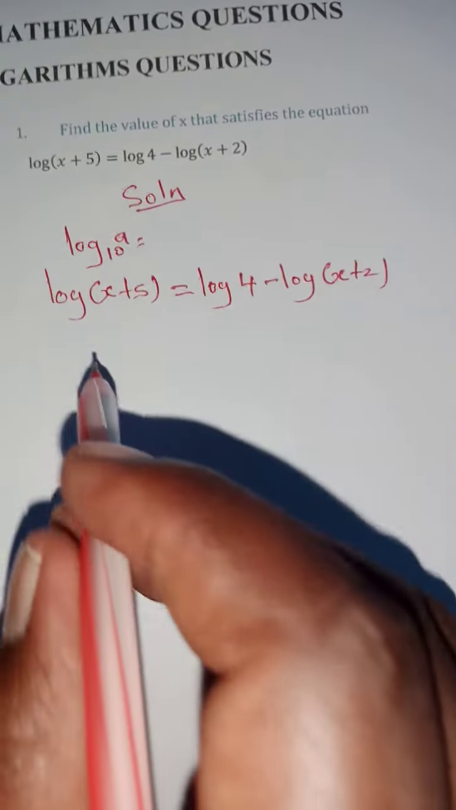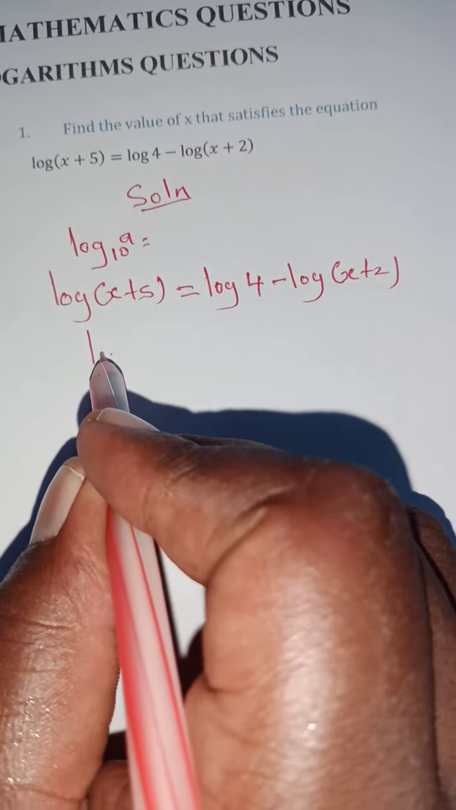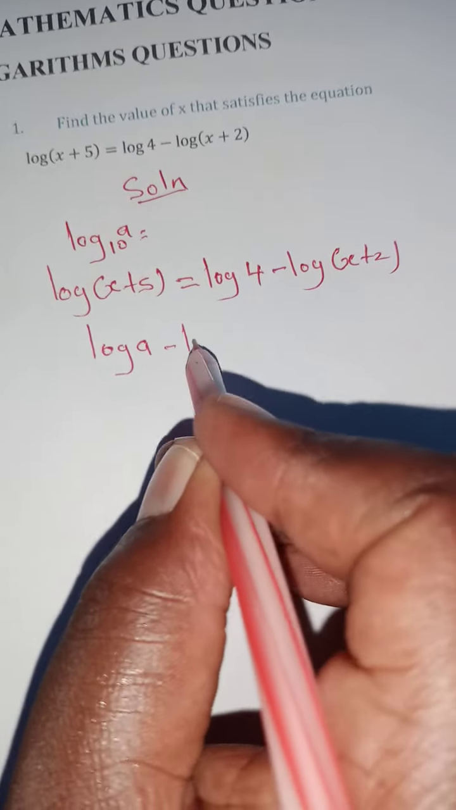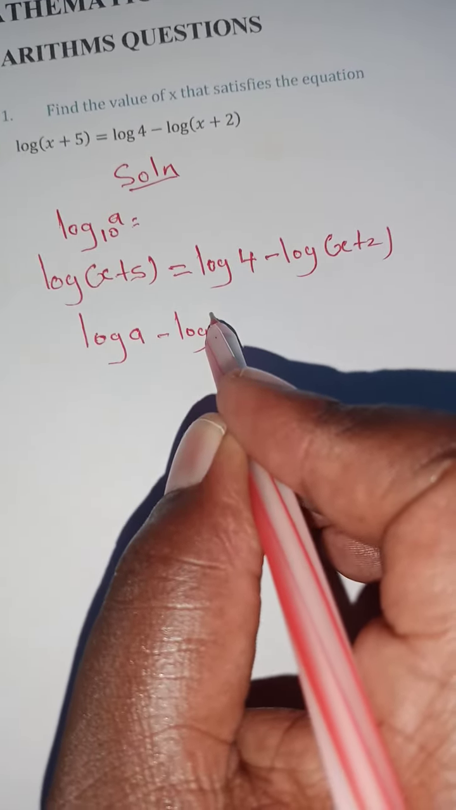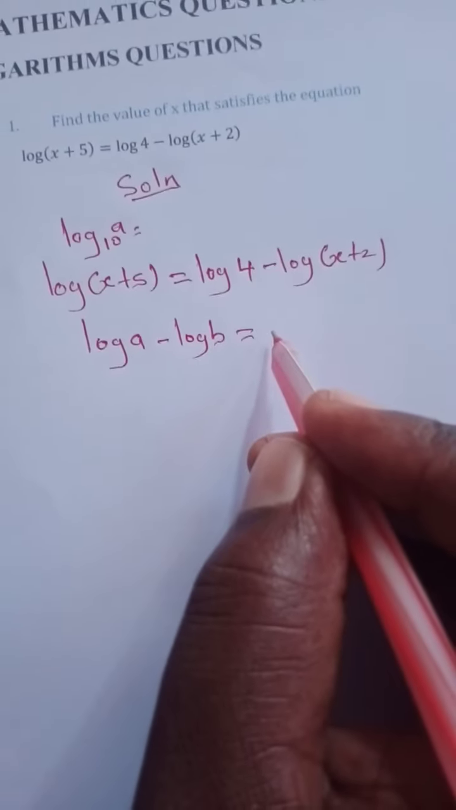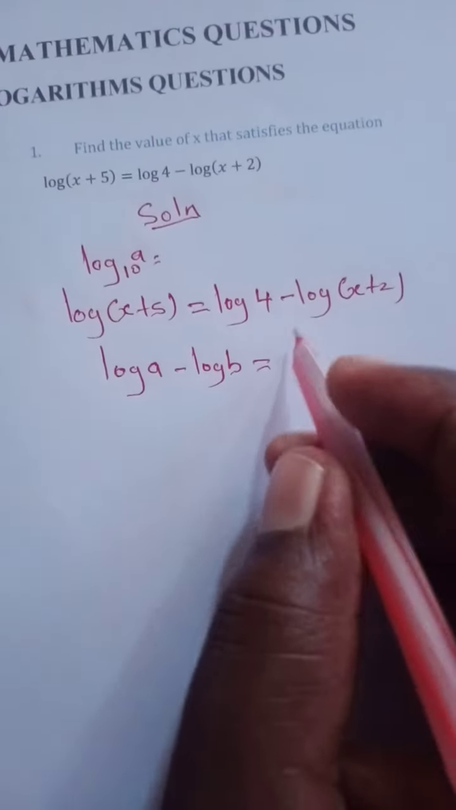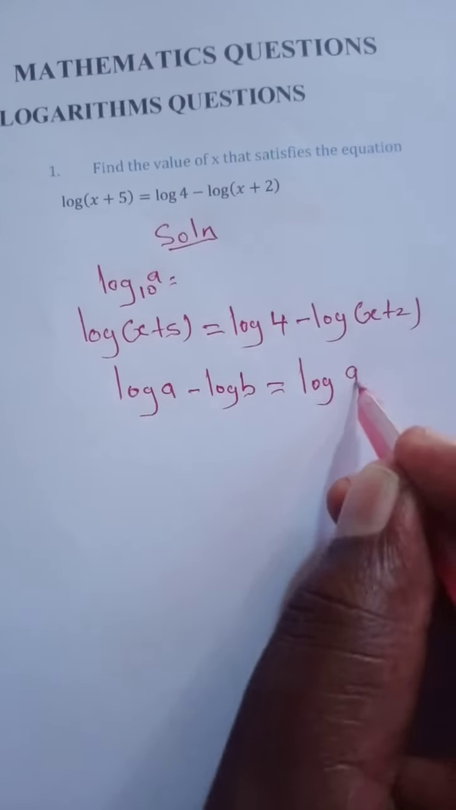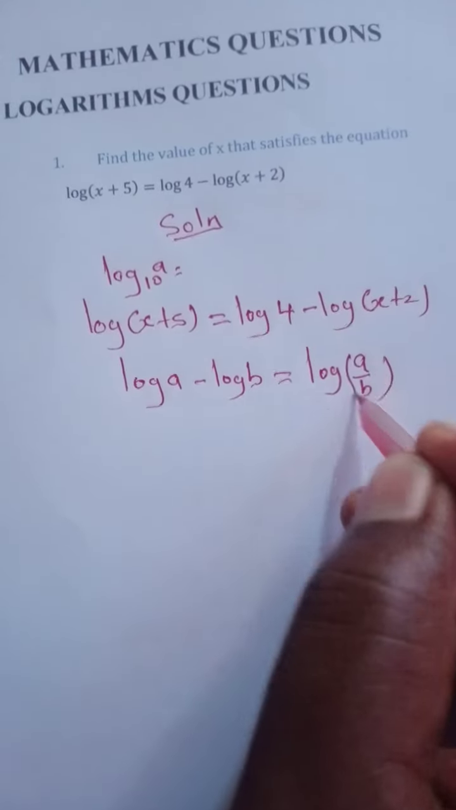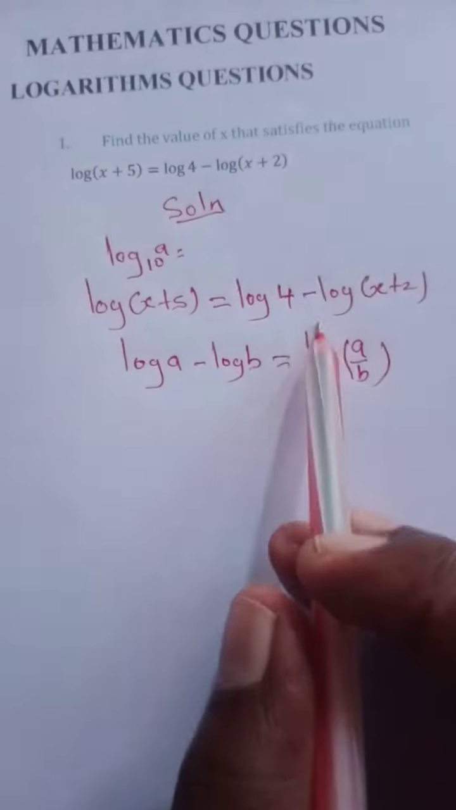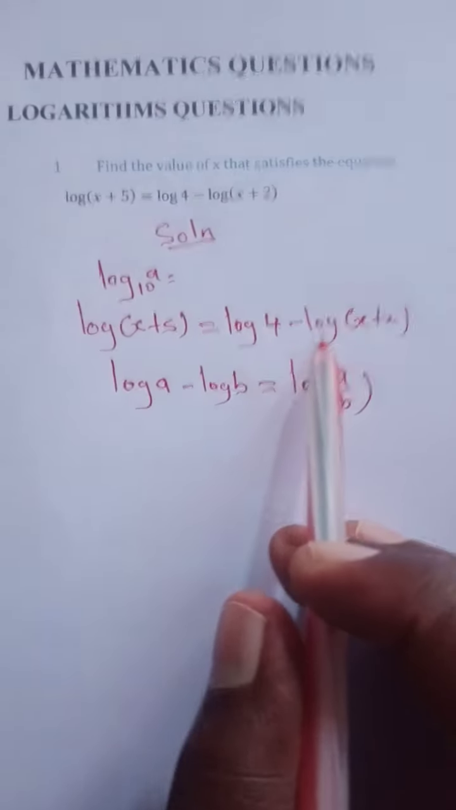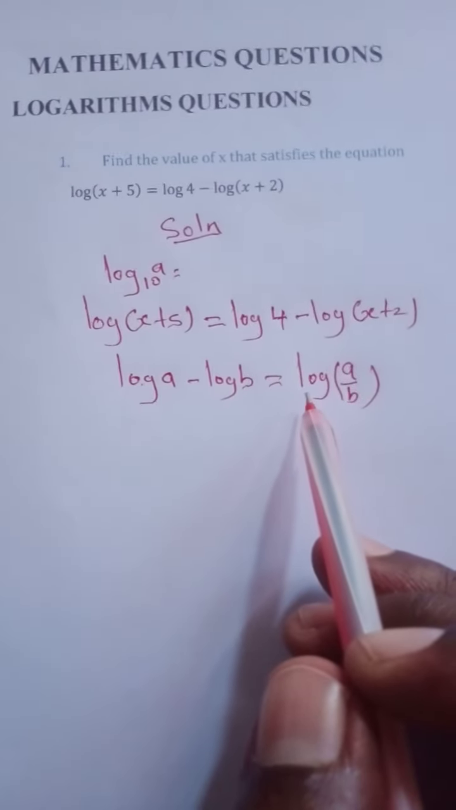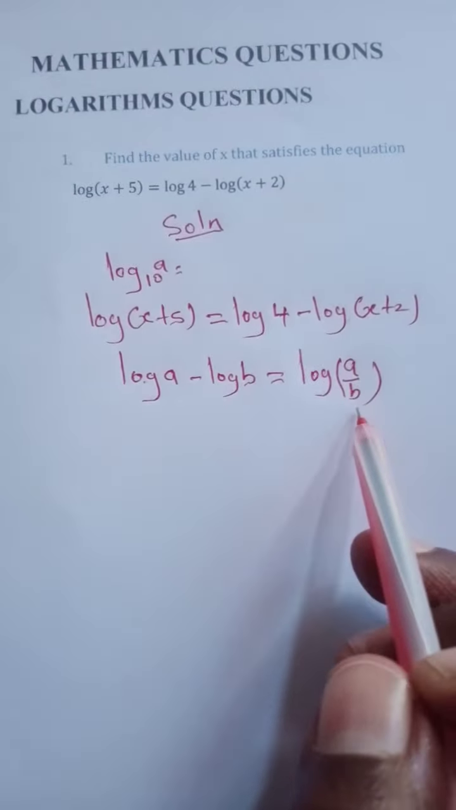So we need to apply the law of logarithms here. It states that if you have a number a, log a minus log b will give us log of a divided by b. That is the law. We need to apply this law because here we have a subtraction sign. So log a minus log b will be equal to log(a divided by b).